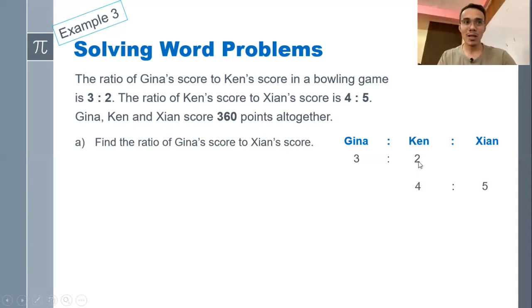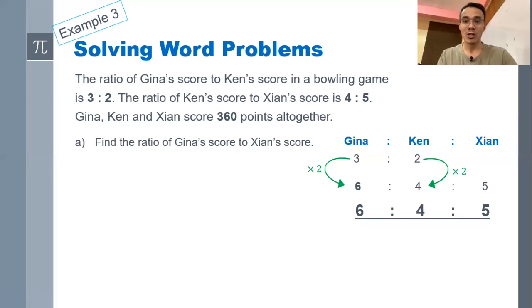It means that we have to transform each number into 4. So we have to multiply 2 by 2 in order to get 4. The partner of 2, which is 3, should also be multiplied by 2. 3 times 2 is 6. Therefore, the ratio of Gina's score to Ken's score to Zian's score is 6 to 4 to 5. So to answer letter A, find the ratio of Gina's score to Zian's score. The answer is 6 to 5. Did you get that?